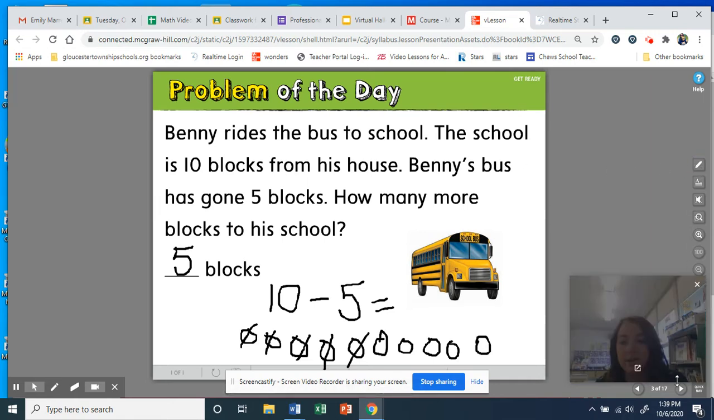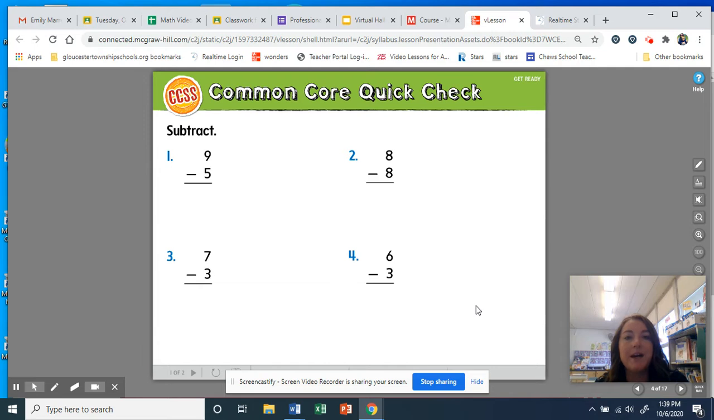Let's take a look. All right, you guys are going to go ahead and on your blank sheet of paper, you're going to write the answers for this. 9 minus 5 equals, 8 minus 8 equals, 7 minus 3 equals, and 6 minus 3. You can go ahead and pause the video so that you can answer these questions, because in just a minute, I'm going to tell you the answers, all right? You can use your counters, you can draw circles and cross them out, however you feel that you can answer these subtraction problems.